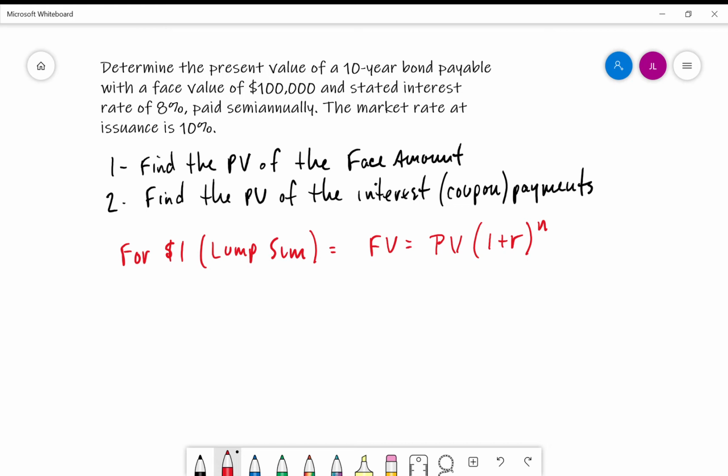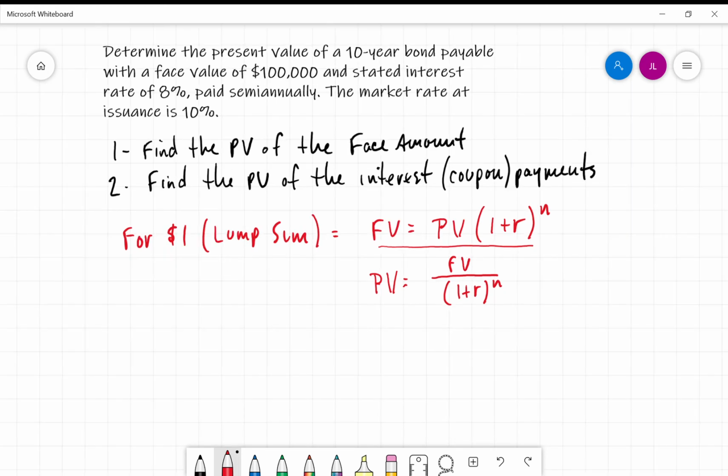If you know your algebra, we can rewrite this equation, and we could also say that if we divide both sides by 1 plus r to the n, we'll get the present value. So the present value is equal to the future value over 1 plus r to the n. Okay, that's for a lump sum.